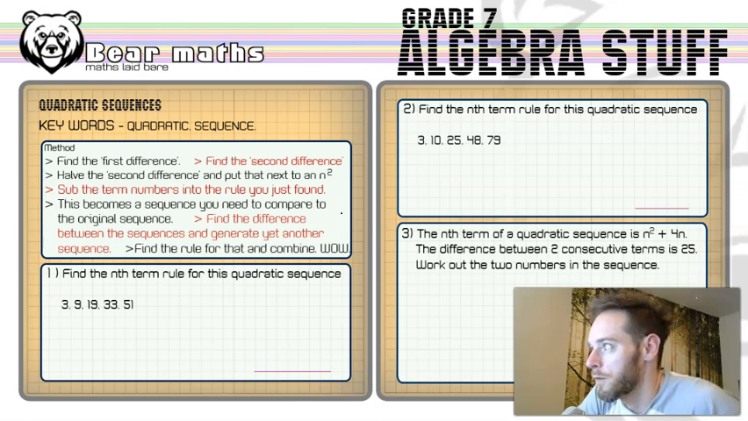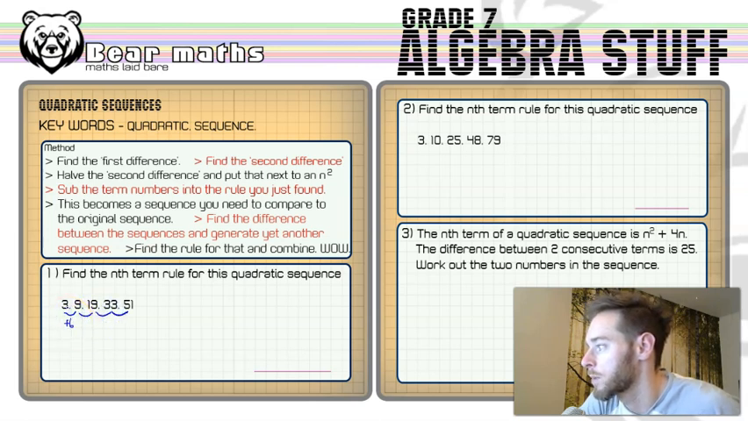The method I've got for you, again, I've got black and red, just so you can differentiate between the steps. I'll talk through the method with you in the first question, and in the second one as well. The first question asks us to find the nth term rule for this particular quadratic sequence. So we'll use the method that I've written for you. Find the first difference. That means doing the same as any nth term question, finding the difference between these numbers.